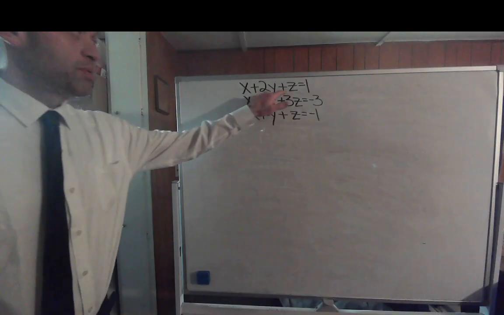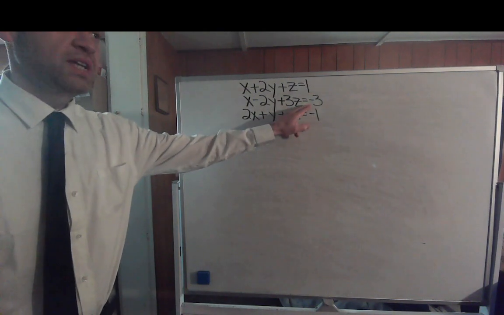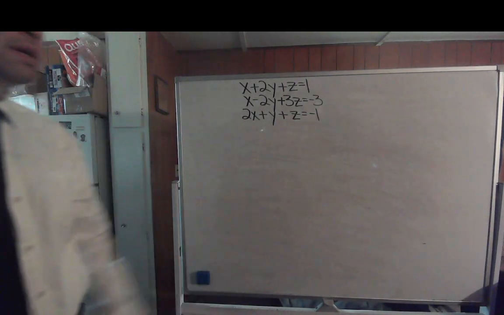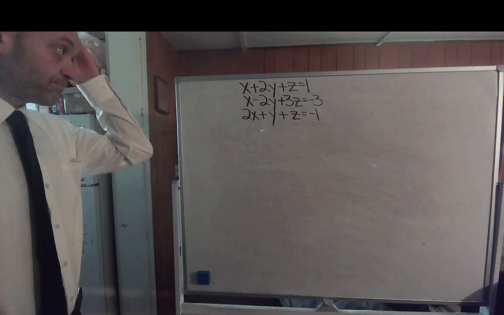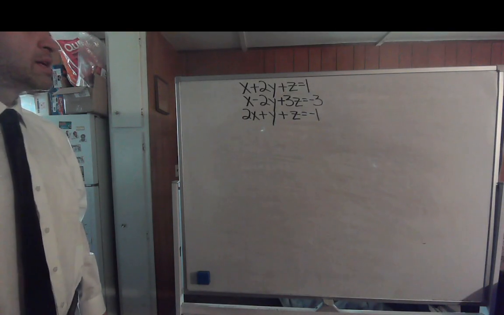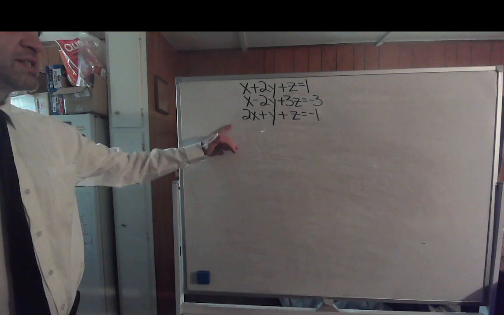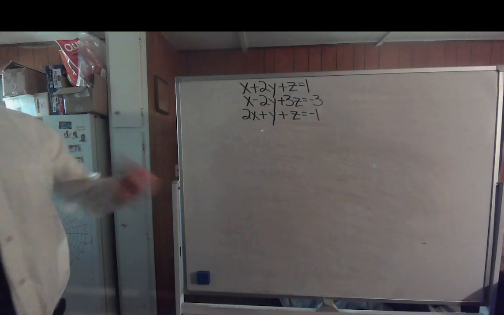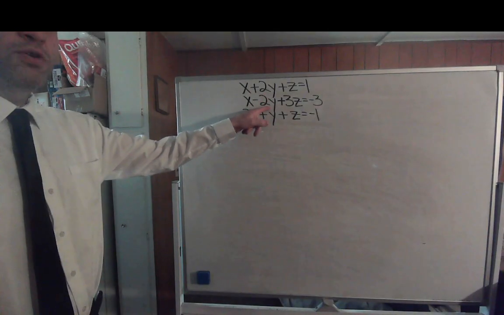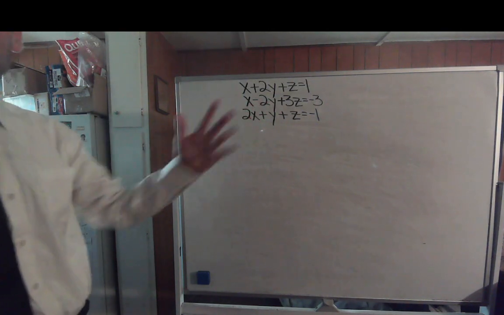x plus 2y plus z equals 1. x minus 2y plus 3z equals negative 3. 2x plus y plus z equals negative 1. Well, we got choices for variables we can eliminate, and they're all three pretty fair. They're all very small coefficients. It really wouldn't matter. I'm going to go for y, though, because in the first and second equation, you have the same coefficients. The only difference is one's positive, one's negative. Wouldn't it make sense, then, if we try to eliminate y first?